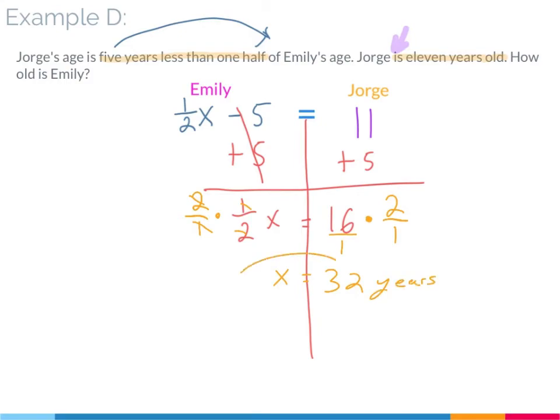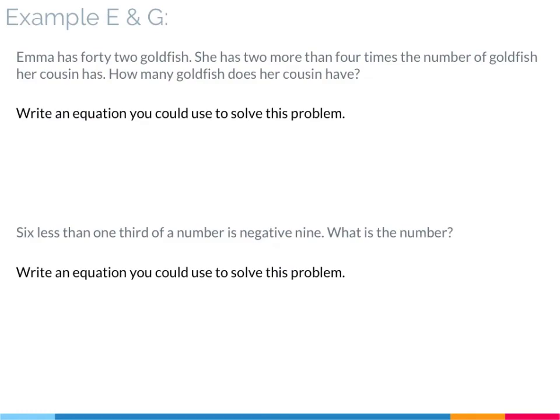Now let's move on to the next two examples. So here in examples E and G, we're going to be just writing our equations. We don't need to solve these. It says write an equation that you could use to solve this problem, but it doesn't tell us we actually have to solve the problem. So that's nice for us. So if we get a question like that, we need to make sure that, again, we're reading very carefully what the question is asking us. Otherwise, we could end up doing a whole lot of work that we don't need to.